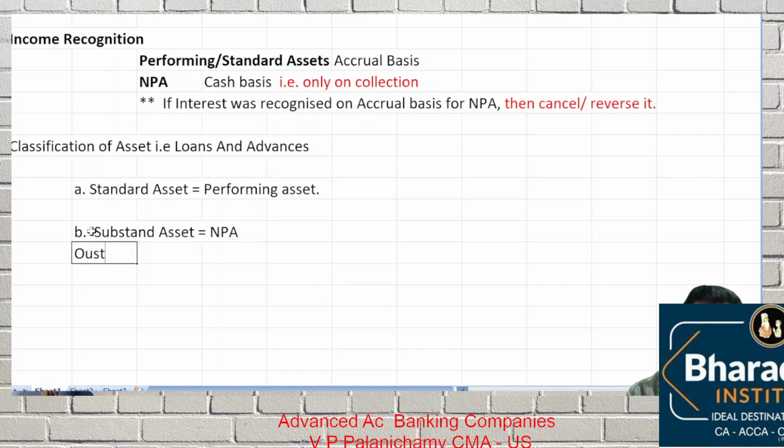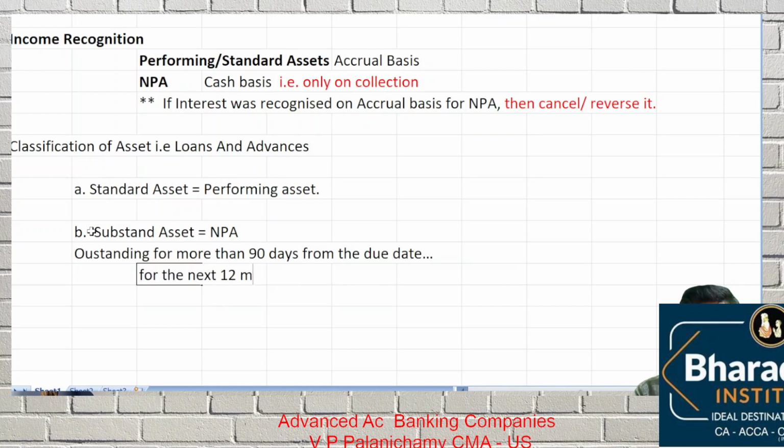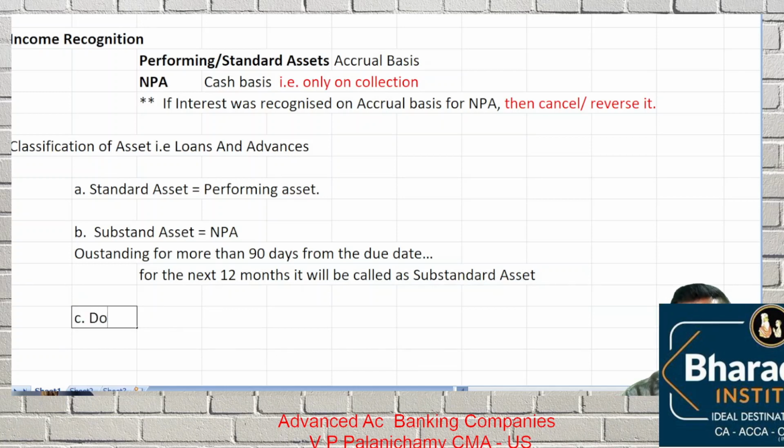When will a standard asset become NPA? When it is outstanding for more than 90 days from the due date. For the next 12 months, already 90 days, that means 3 months, being over, it will be called NPA. Beyond that, they are called doubtful assets. Already 3 months over, plus 12 months we waited, still if you are not able to recover the money, then it is called a doubtful asset. Let us see how to create the provision.